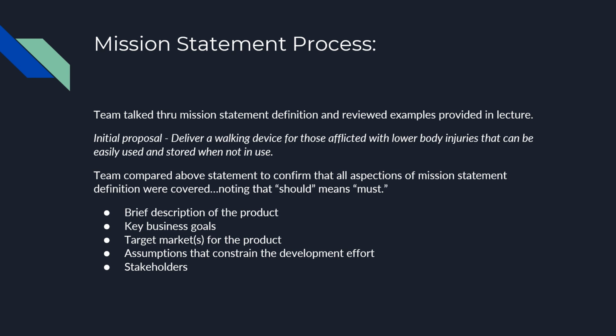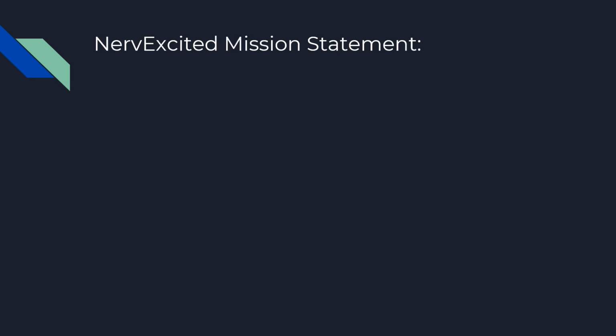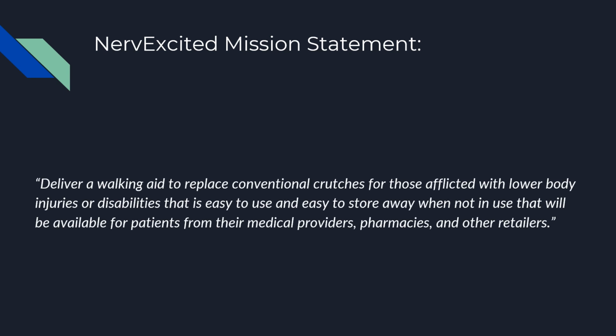We looked at the key items that we needed to deliver for our mission statement: a brief description of the product, key business goals, target markets for the product, assumptions and constraints that limit the development effort, and also considering our stakeholders. This was our final mission statement. We wanted to deliver a walking aid to replace conventional crutches for those afflicted with lower body injuries or disabilities that is easy to use, easy to store away when not in use, and will be available for patients, medical providers, pharmacies, and other retailers.